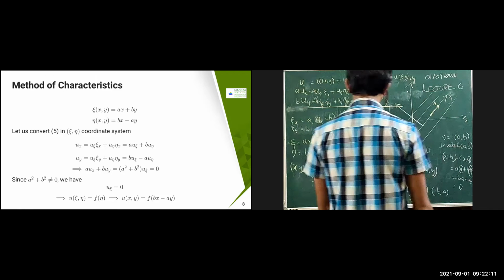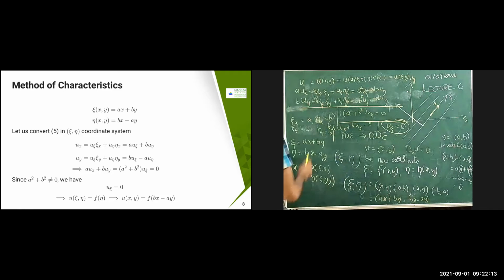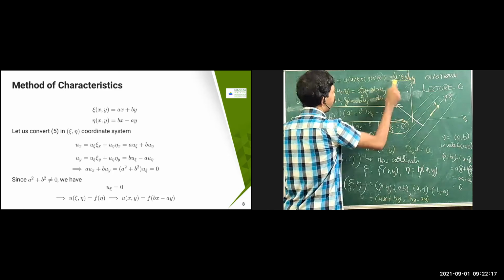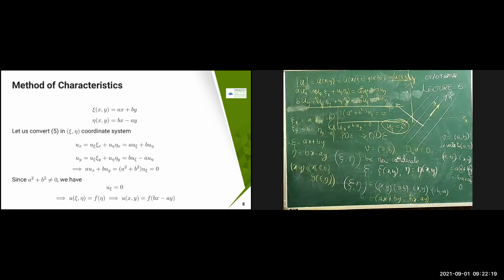What is the solution? Because now what is my transform coefficient? U equal to u of chi comma eta. So u chi equal to 0 means the answer is going to become u equal to some f of whatever is not here, that is going to be eta. But what is eta? Eta is nothing but bx minus ay. So I can simply substitute: u equal to f of bx minus ay.